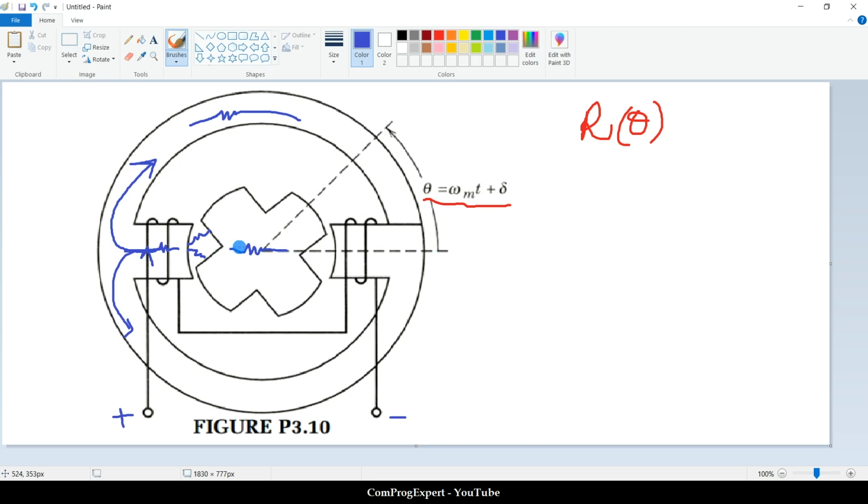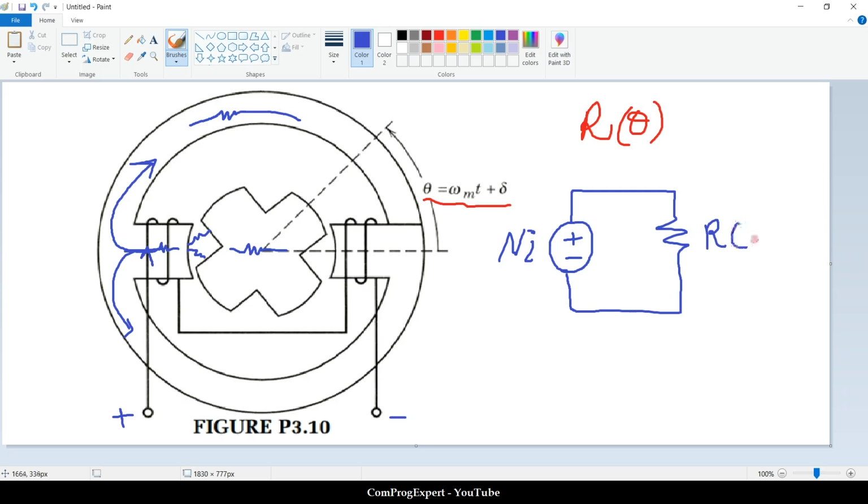But the net value of the reluctance is given in this problem. We don't need to calculate these reluctances. So we have this magnetic equivalent circuit. We have this coil, this magnetomotive force Ni, and in total we have this reluctance R, that is a function of theta, a function of rotor position.